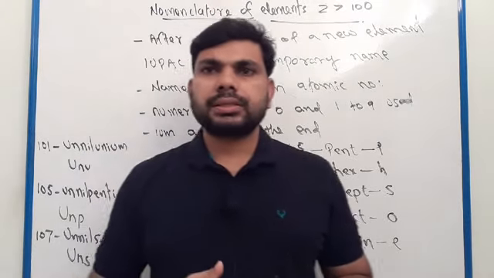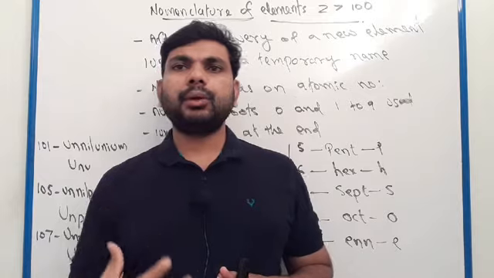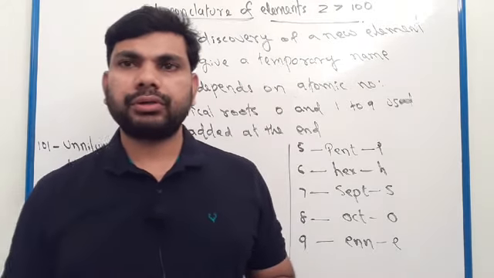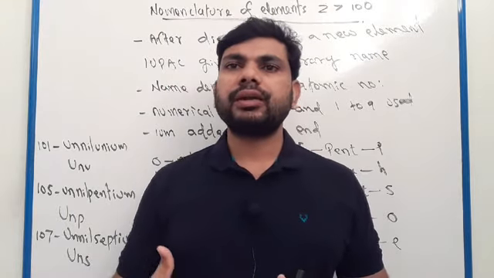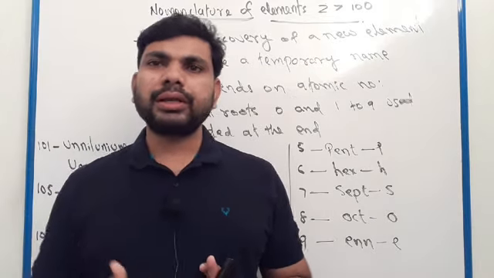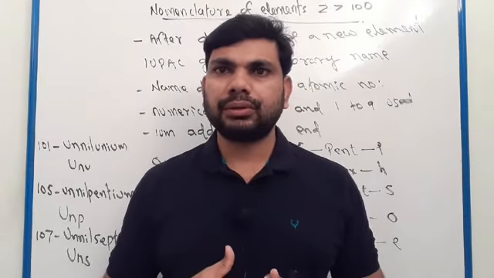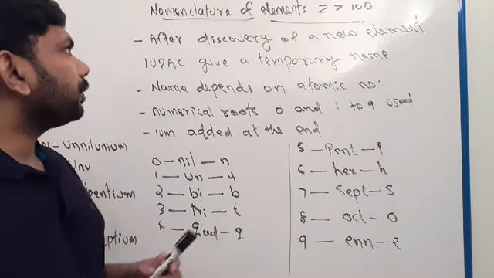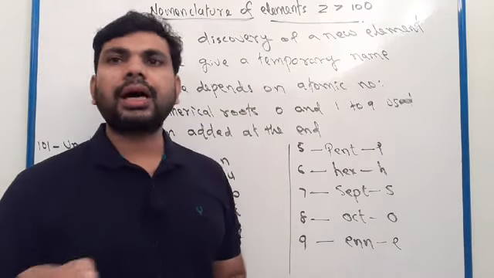Welcome to chemistry classes. In this video we are going to discuss the naming of elements with atomic number greater than 100. Also, we will discuss electronic configuration, subshell electronic configuration and the periodic table. First, we have to check the nomenclature of elements with atomic number greater than 100.